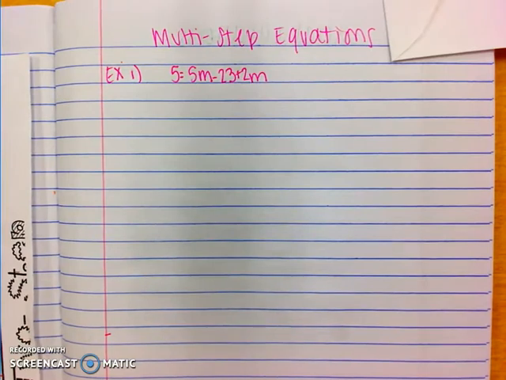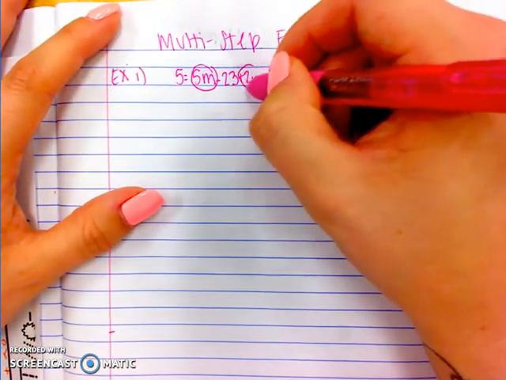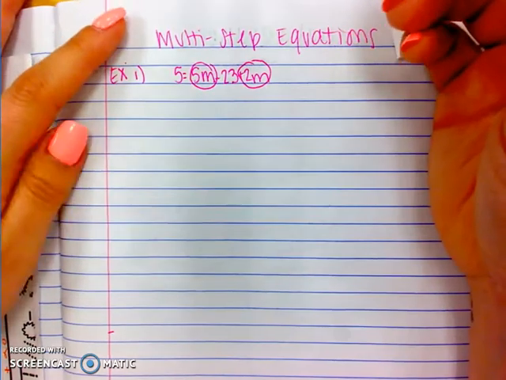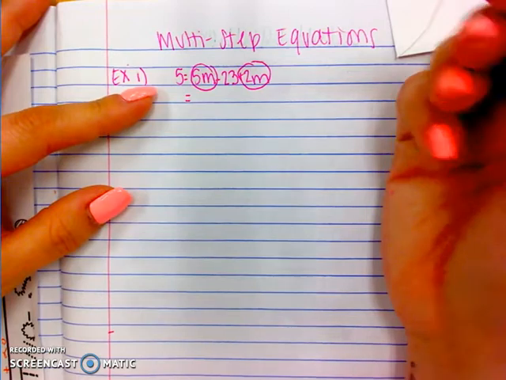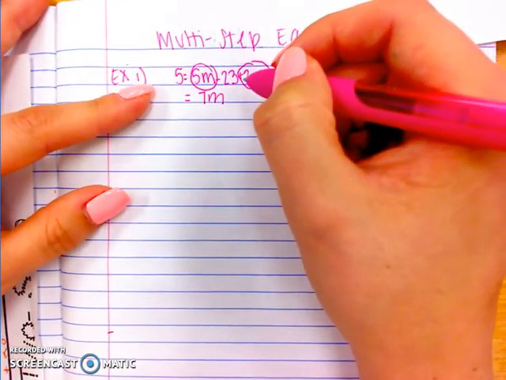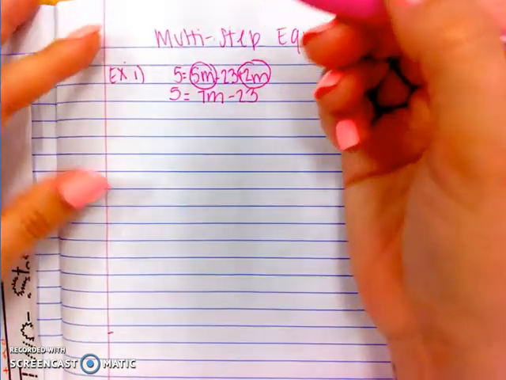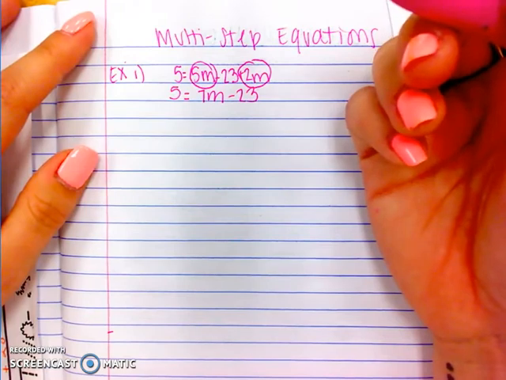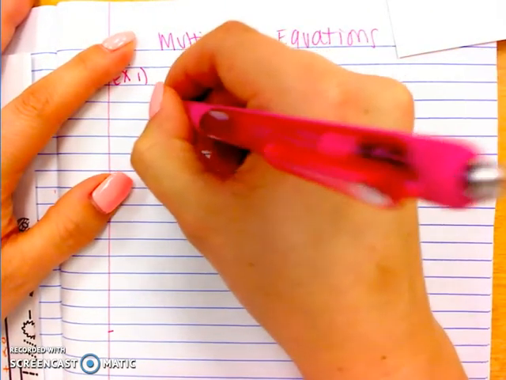Now, we know that what we need to do is combine like terms before we can solve. So I have 5m and 2m. Since they're both positive, it's going to be 7m. I'm going to bring down that minus 23 and the 5. Now I have a simple two-step equation. I'm going to add 23 to both sides.